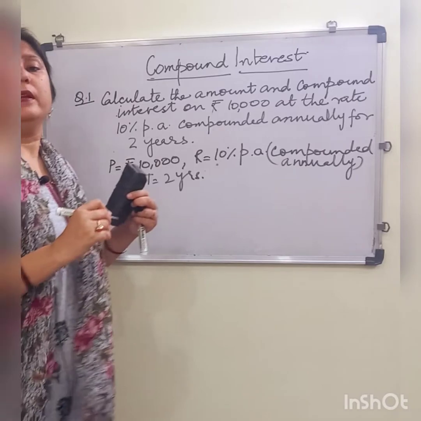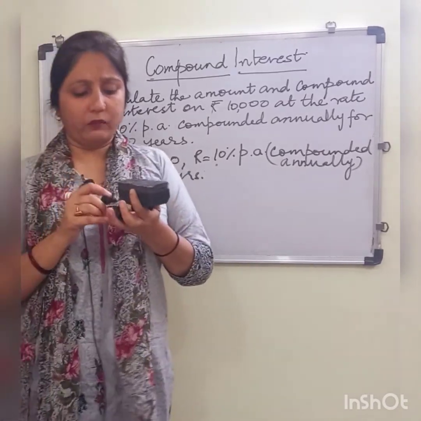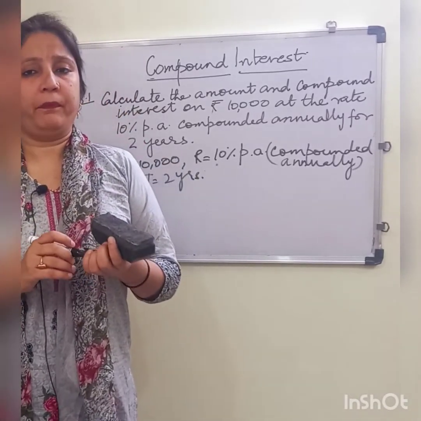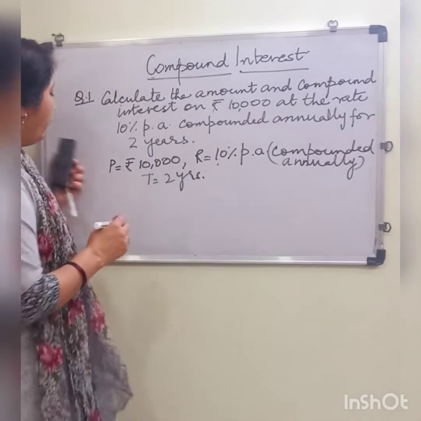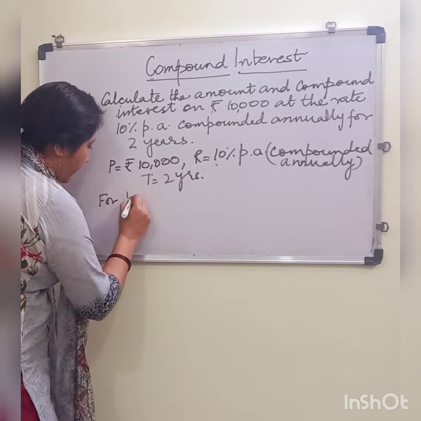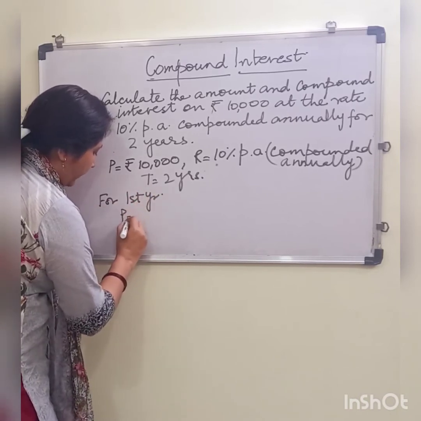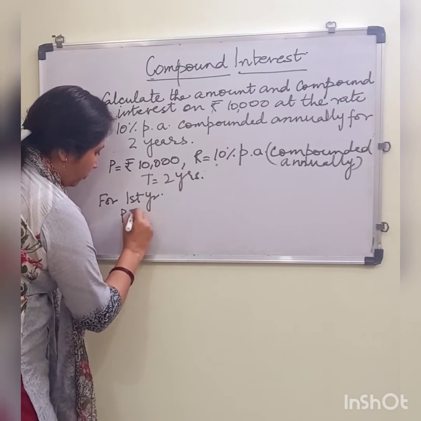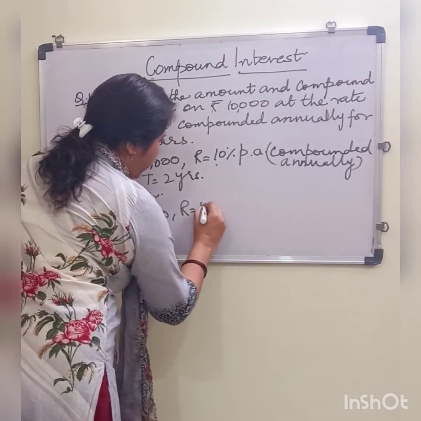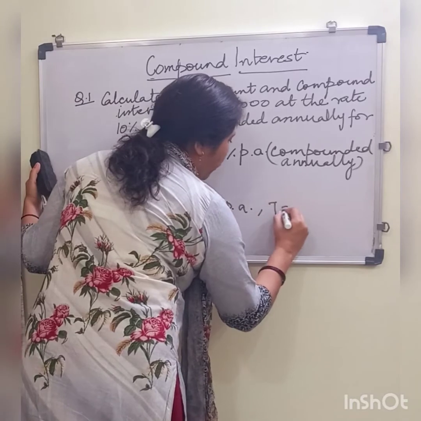Fine, children. Now we take one by one. We will not put time as 2 years directly. We will take time one year. So for first year, first we give heading for first year. Your principal is 10,000. Rate is 10% per annum and time is 1 year.